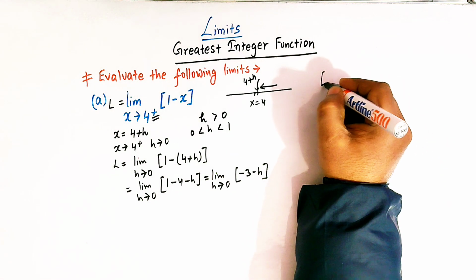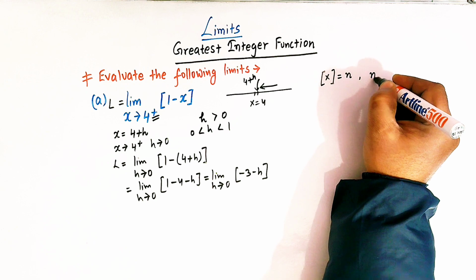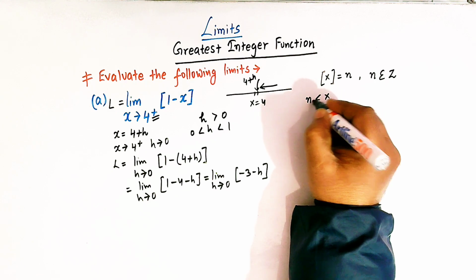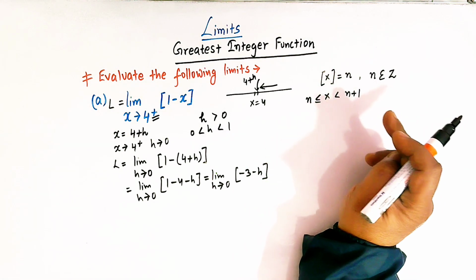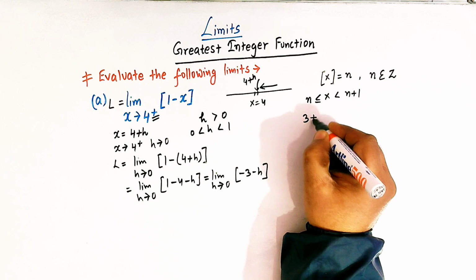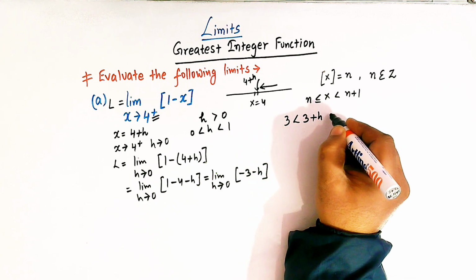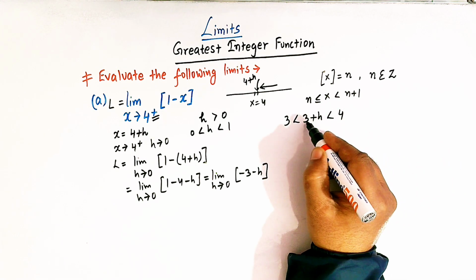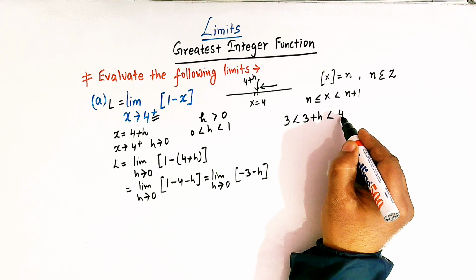The definition of the greatest integer function says that if the greatest integer of x is equal to n, where n is some integer, then x is greater than or equal to n but less than n plus 1. Now here we have minus 3 minus h. The quantity 3 plus h is always greater than 3 but less than 4, because h is a positive quantity, and when we add h to 3, 3 plus h is slightly greater than 3, but less than 4.